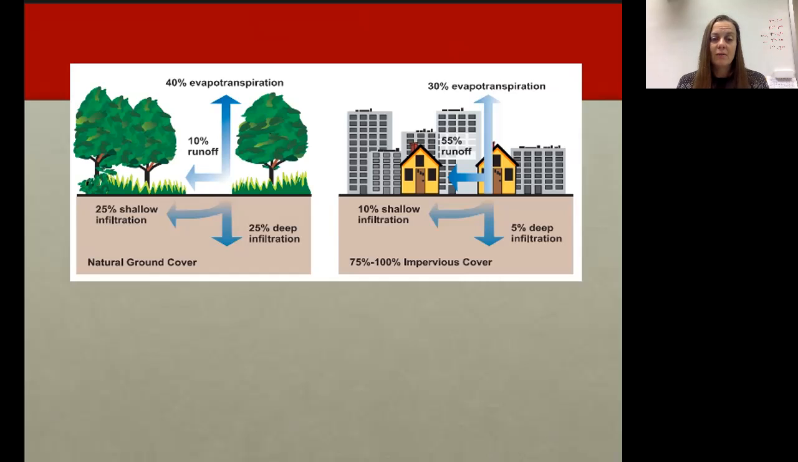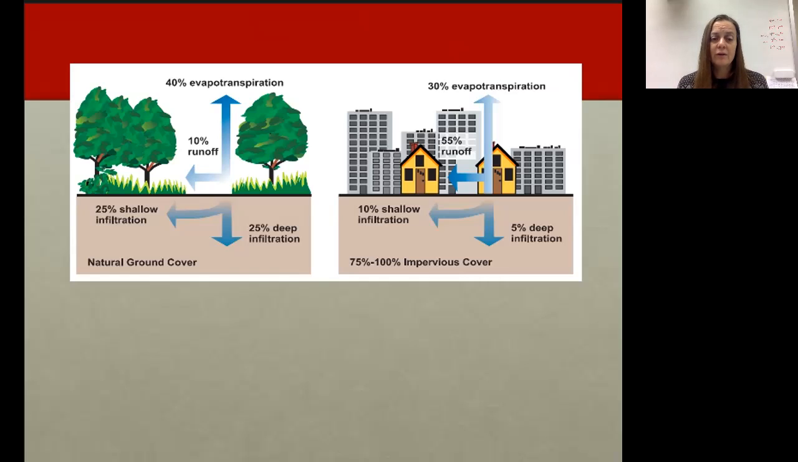If you look at a city where we have tons and tons of impervious surfaces, that means that the water cannot penetrate very well. Only 15% is actually able to penetrate the ground. And of that, 5% is actually going to recharge the aquifers. So we're losing 20% of what would go into recharging the aquifers. And instead, most of that is going into runoff.